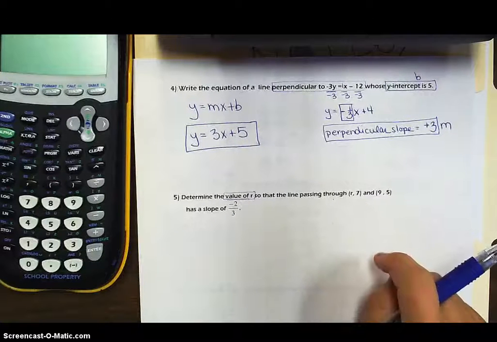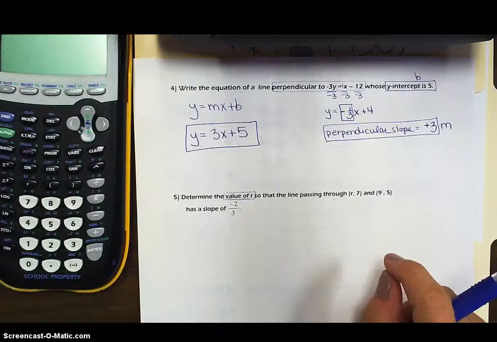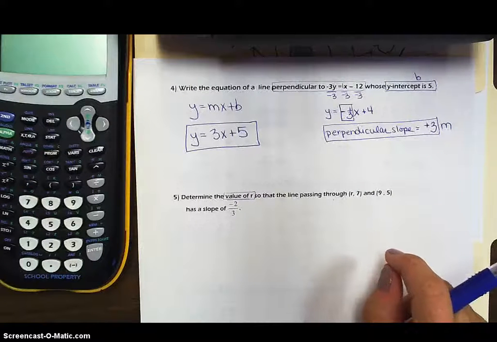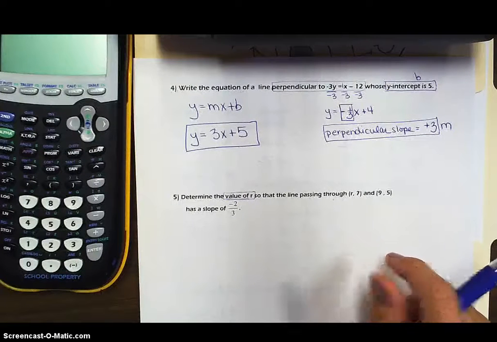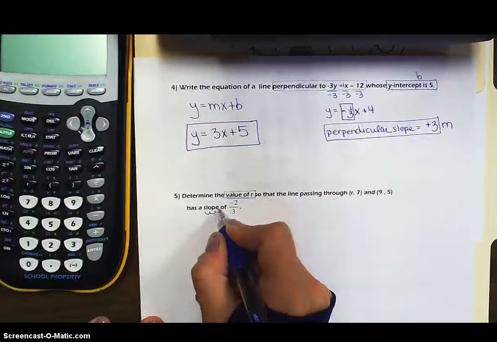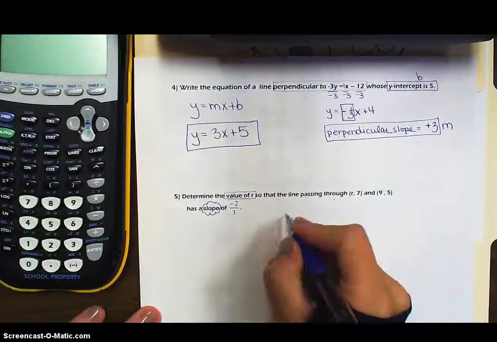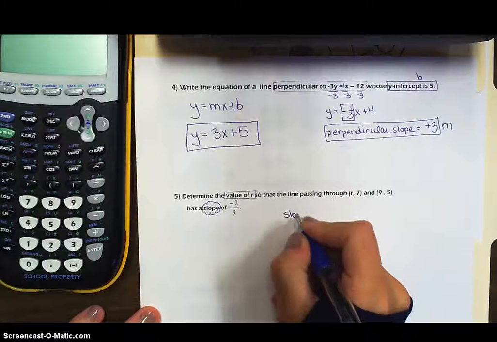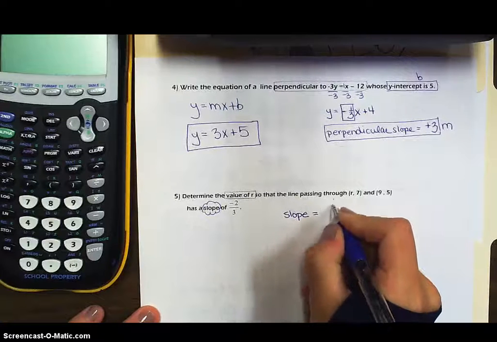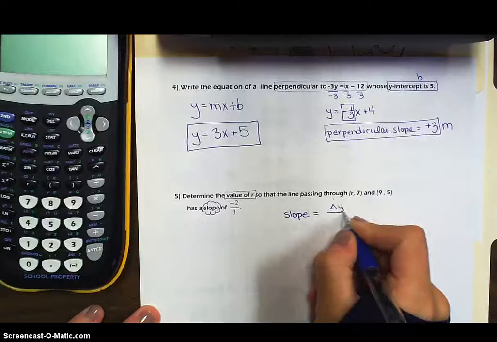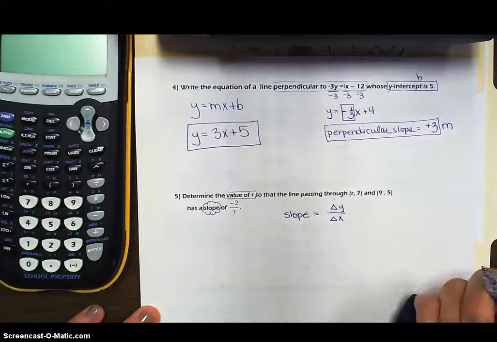So let's take a look and see if there's a key mathematical word in this problem that'll help us figure out an equation. All right, here it is. It is the word slope. Okay, so that's my key mathematical word. So let's start by writing the slope formula. Slope equals change in y over change in x.